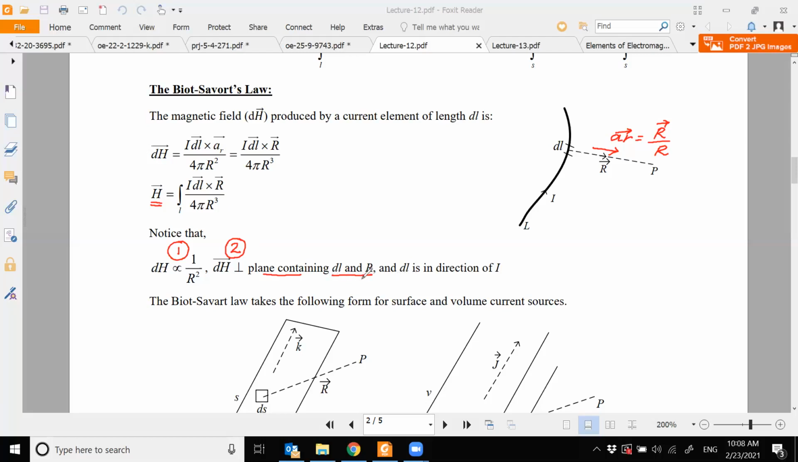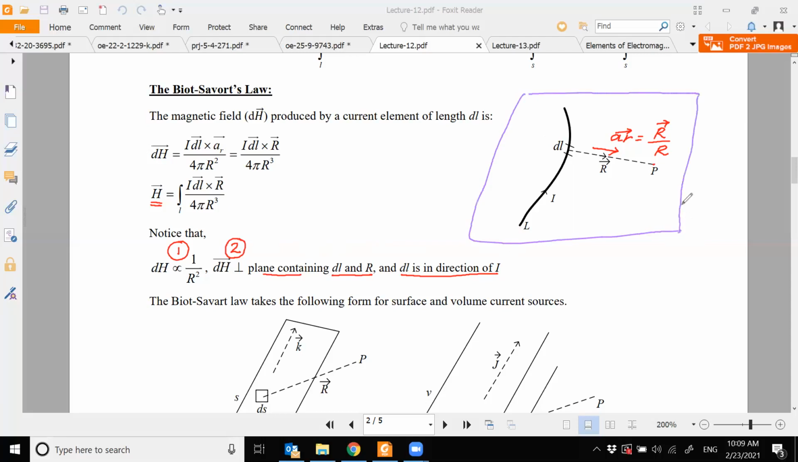Okay, dl and r. And remember here, dl, we are showing it in the form of a vector, because here the direction of dl will be the direction of my current. That is what I'm writing here. dl is in the direction of the current. So here it says that if this page is my plane, and if this wire is residing in the plane, and this observation point P is also residing in a plane, then, so this is my plane.